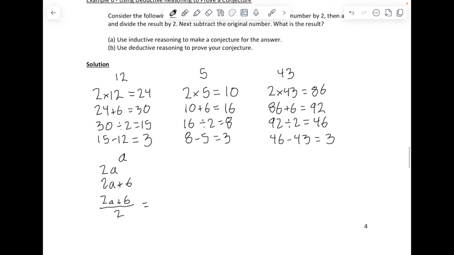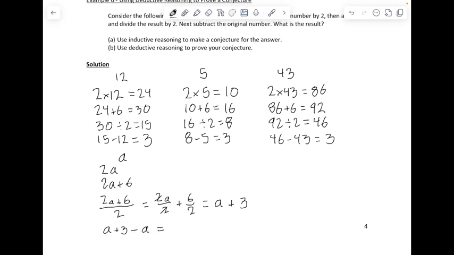But this can be written as 2a over 2 plus 6 over 2, two separate fractions. In this case, the 2's just cancel, leaving me with just an a. And for the second fraction, I've got 6 divided by 2, which is just 3. So that simplifies down to a plus 3. Now subtract the original number. Well, the original number is just a. So I've got a plus 3 minus a.